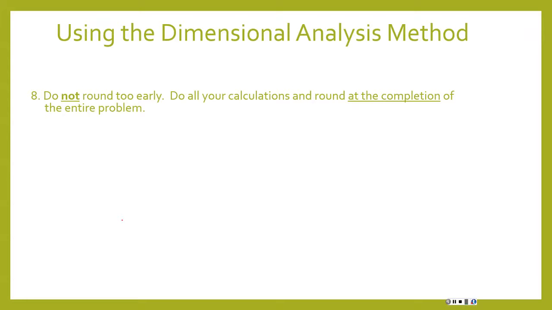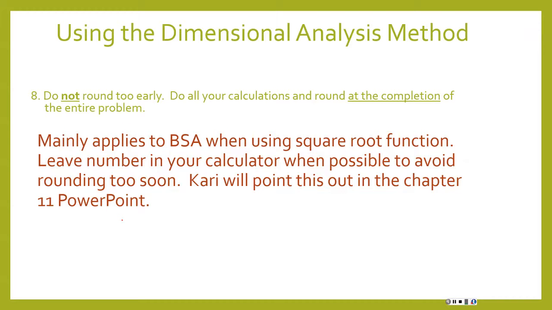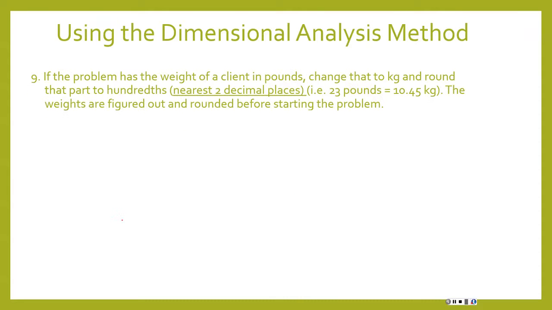We do want to make sure not to round too early, and so what you want to do is keep all of the steps of your problem in your calculator, and then you want to round at the very, very end of the problem. Don't round after each step. This mainly will apply to Chapter 11 in Hornfeld when we talk about body surface area, and so I'm going to specifically talk about it during the integrity for that math lesson.